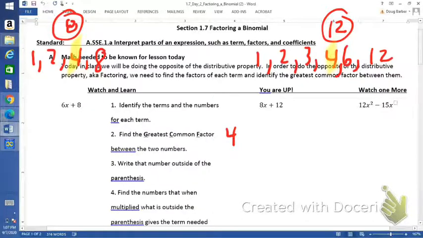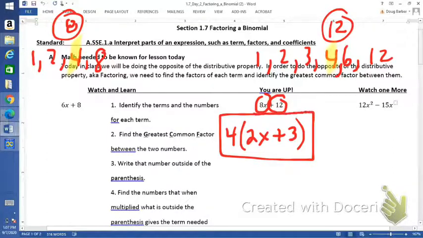That was step 3. Put in a left parenthesis. And then we ask ourselves, 4 times what number gives us 8x? 4 times 2x gives us 8x. 4 times what number gives you a positive 12? 4 times a positive 3 gives us a positive 12. There's your answer.